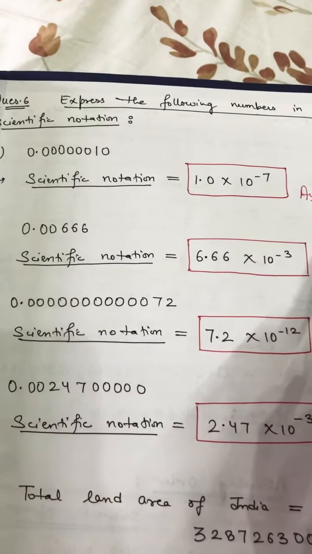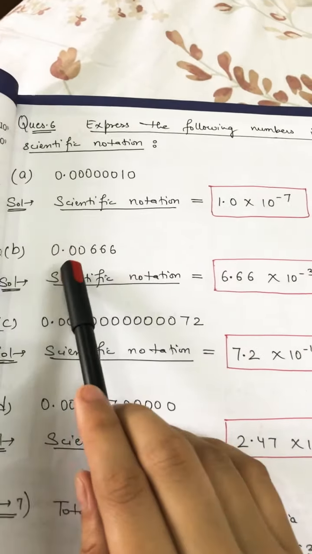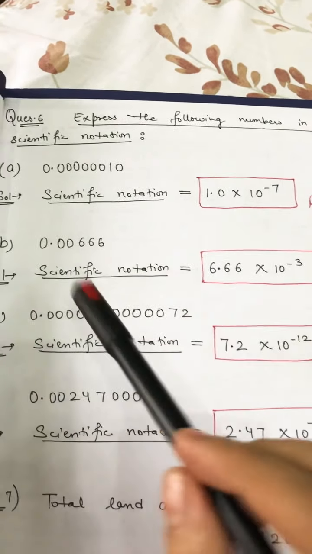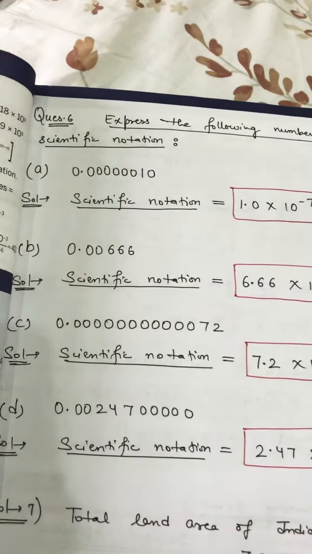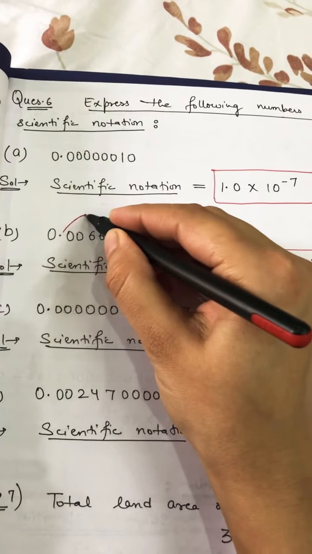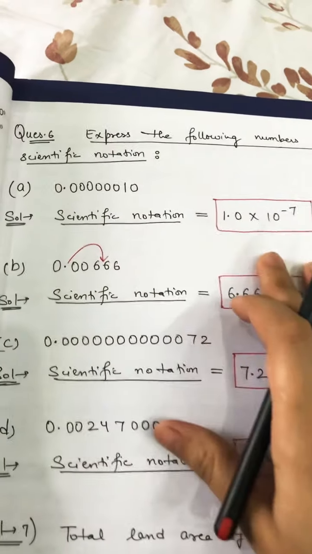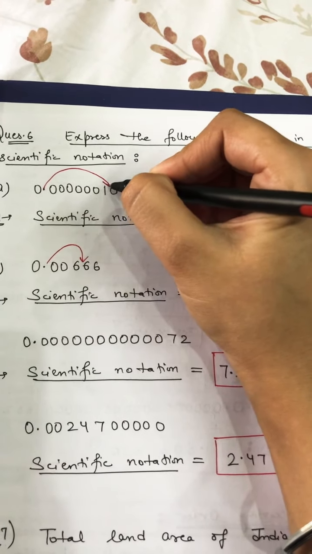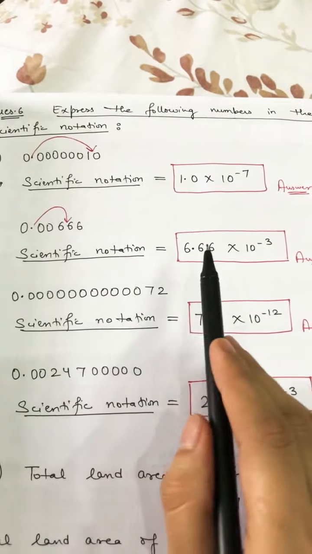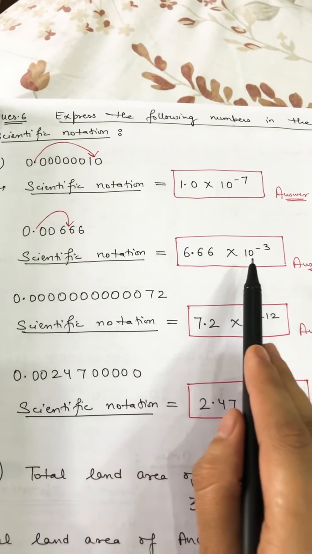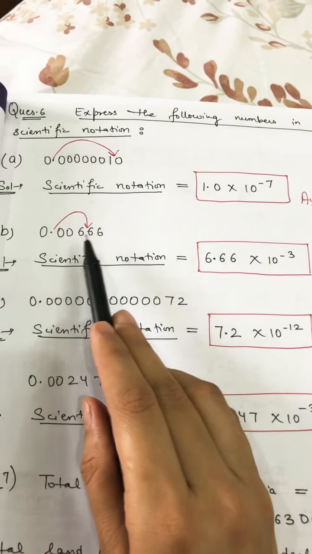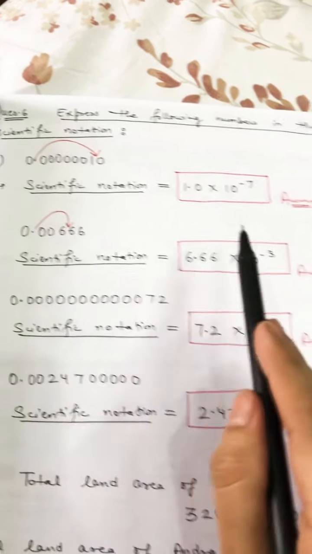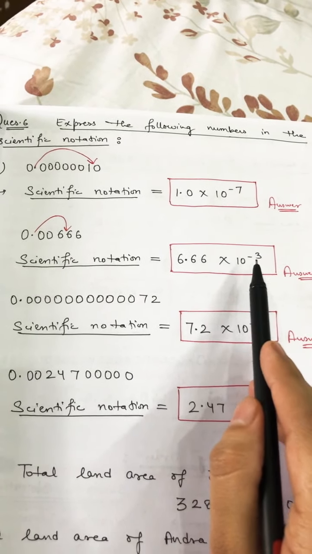It is very simple. Now next is part B, 0.00666. For scientific notation, your decimal will shift from here to the right side after the first digit. Now it will be 6.66 into 10 raised to power minus 3. Now before the first 6, how many numbers are left? 1 2 3. So multiply by 10 raised to power minus 3. Clear?